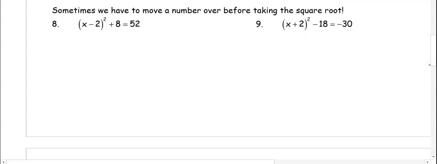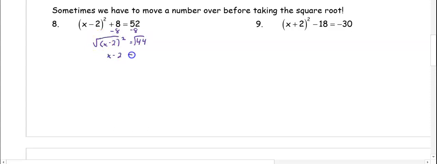Now, in some other problems where it gets a little more complicated, before we can take the square root, just like when we had the x squared, we need to move the number away first so that the squared is the only thing on that side. So what we're going to do first is we are going to subtract 8 on both sides. So we get x minus 2 squared is equal to 44. Now we can take the square root of both sides.